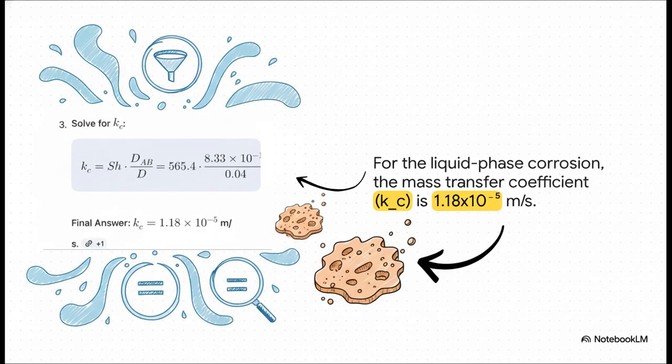And check this out. We do the exact same thing for the liquid problem. Same 3 steps, Reynolds, Sherwood, solve. And we get the coefficient for the corroding aluminum. But look how much smaller that number is. It's because the situation is totally different, and our magic number knows it. It captures all of that complexity perfectly.